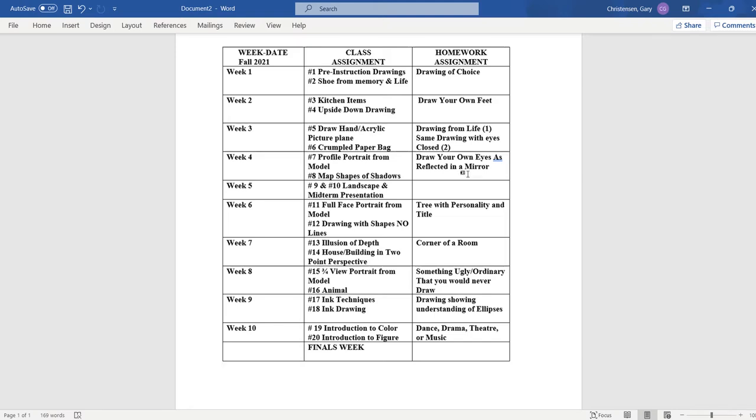Okay, so we're going to talk about the very first assignment, number 1, pre-instruction drawings. There are 3 of them. One is a hand study, so basically drawing your hand, maybe just sitting there in front of you with a light source.